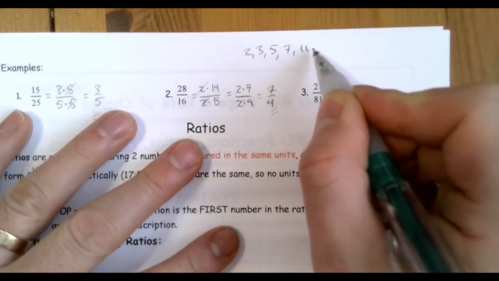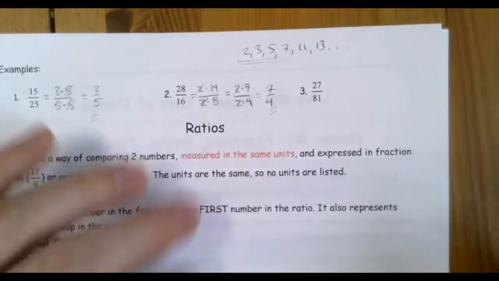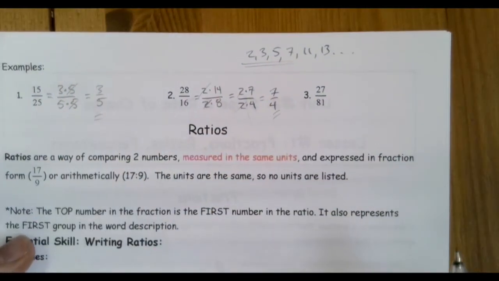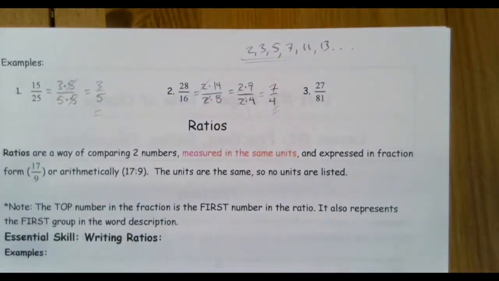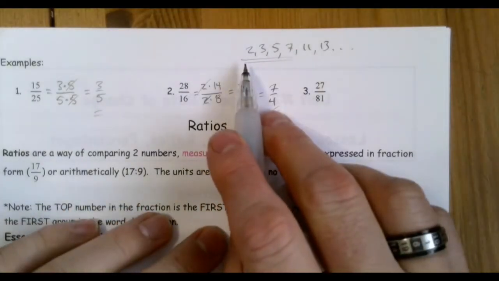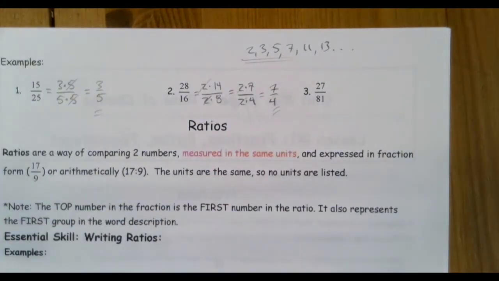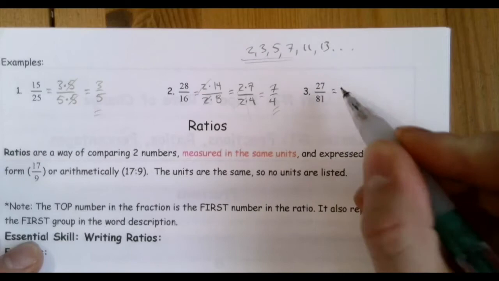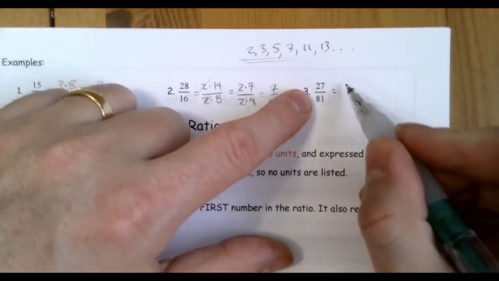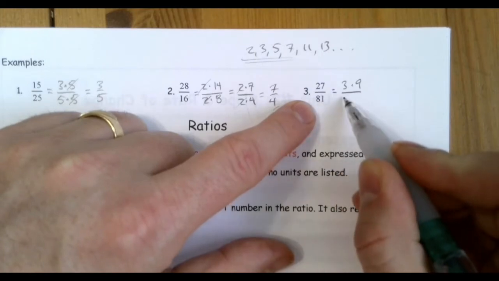27 does divide by 3. 3 times 9 is 27, and 81 is 3 times 27. Well, that's kind of an interesting thing to pop up there. But let's keep going. The 3's will cancel, and I'm left with 9 over 27. Then I try it again. Are they divisible by 2? No. Are they divisible by 3? 9 is 3 times 3, and 27 is 3 times 9. The 3's will cancel here, and I'm left with 3 over 9.